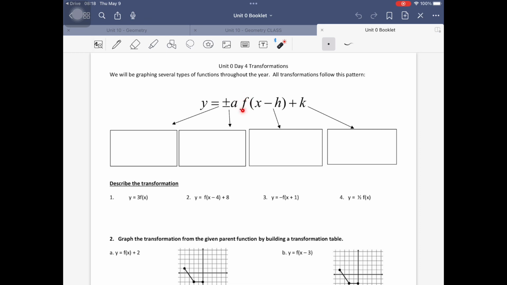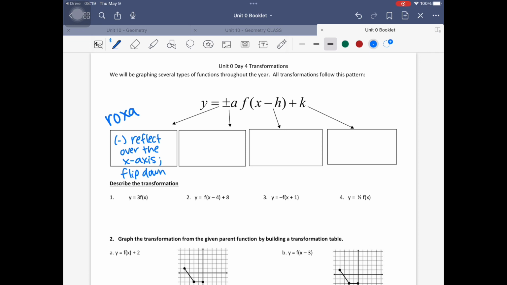By the way, this is like function notation. So anytime you see f of something, this just means the function, okay? And this works for any function, whether it's linear, quadratic, or absolute value, any of them work. So the first thing that we're going to be talking about is this plus or minus right here. If there is a negative in front, that means it is going to reflect over the x-axis, or in other words, it's going to flip down. Sometimes we call this a roxa, reflect over x-axis.